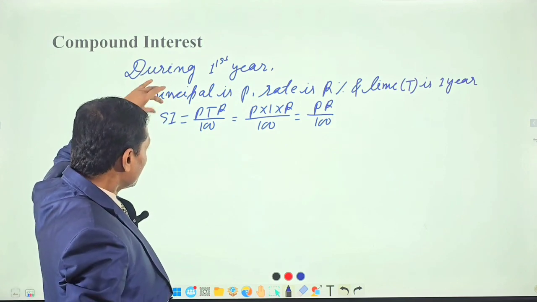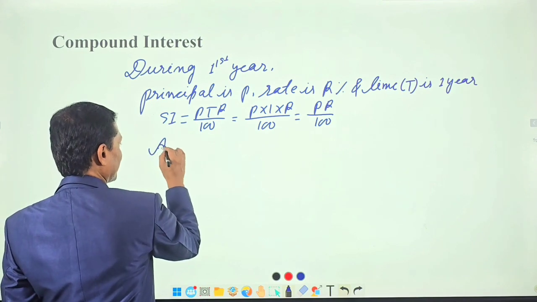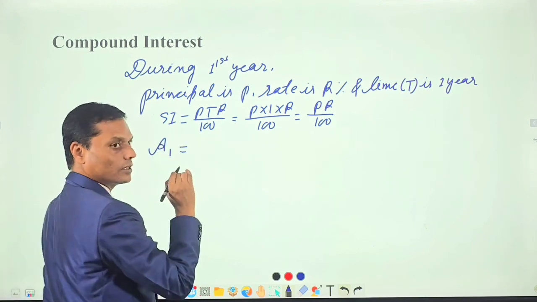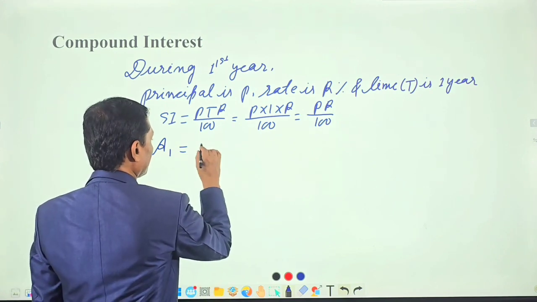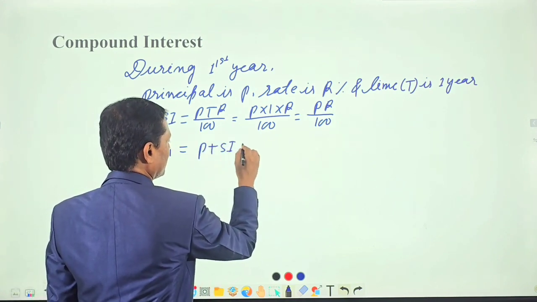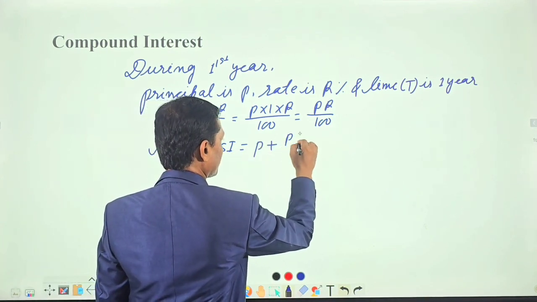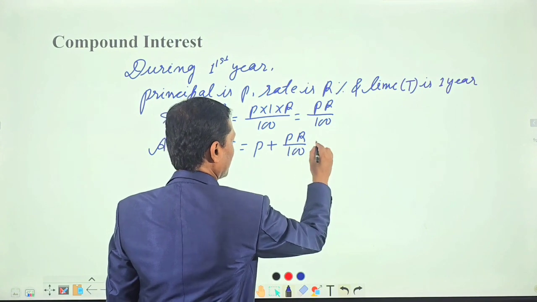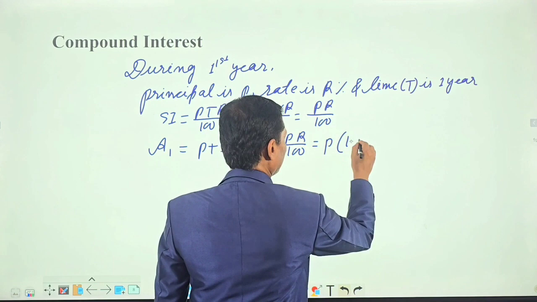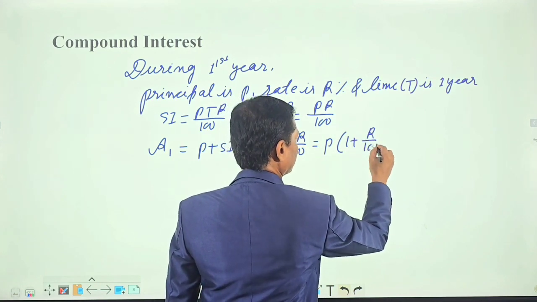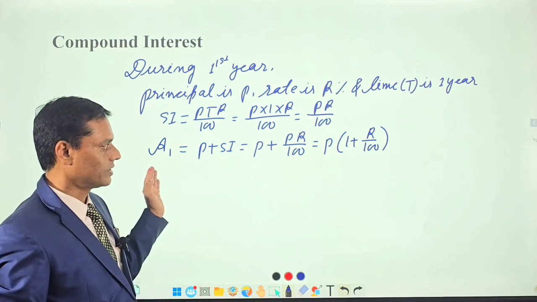And now if the simple interest is added to the principal, that becomes amount, okay? So we can write here A1, that is the amount at the end of first year. So A1 equals P plus SI, right? And P is principal itself, and SI is PR over 100, and we can take P common, that becomes P times 1 plus R over 100, right? So that's the amount, isn't it?